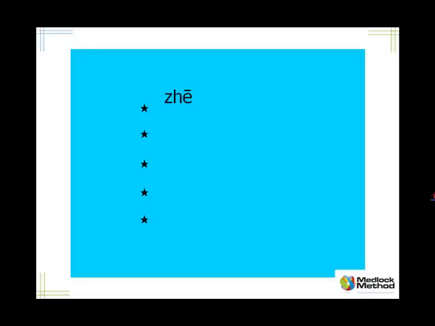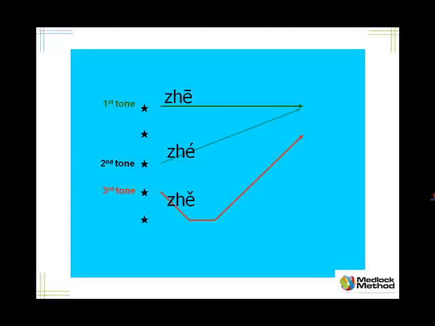First one, high flat. Okay. 这. You will go. Okay, the second one going up. 这. You'll go. The third one, falling, rising. 这. You'll go. Okay, the fourth one, all the way down. 这. You'll go. Good, next one.